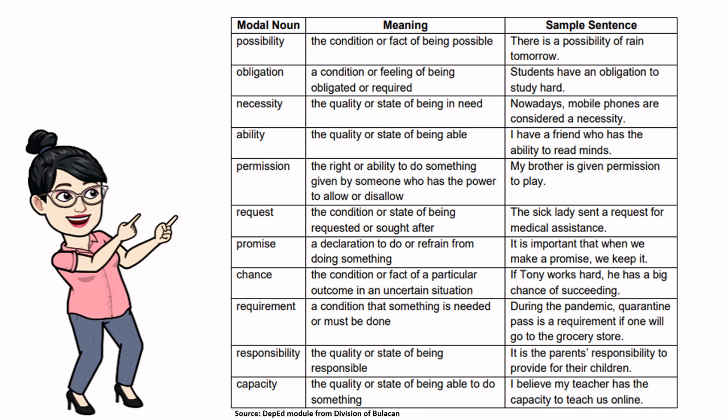Modal noun. Possibility. Meaning, the condition or fact of being possible. Sample sentence. There is a possibility of rain tomorrow. Obligation. A condition or feeling of being obligated or required. Students have an obligation to study hard.